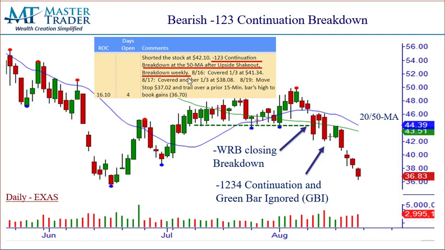This is a closed trade, but we track every single open and closed trade in the members area for our subscribers to see. So this is the format of the closed trades, shows you where we shorted it. We always give the technical setup. It's right here. Bearish 1-2-3 continuation breakdown at the 50 MA right there, the 20 MA. After an upside shakeout, I just described that there, and a breakdown on the weekly. I'll show you that on the next slide. Then we're in trade management mode.